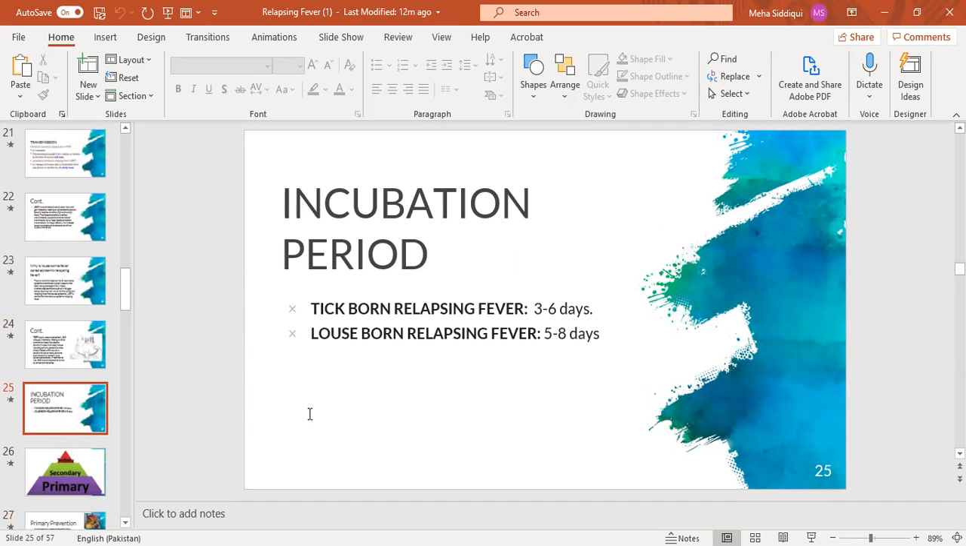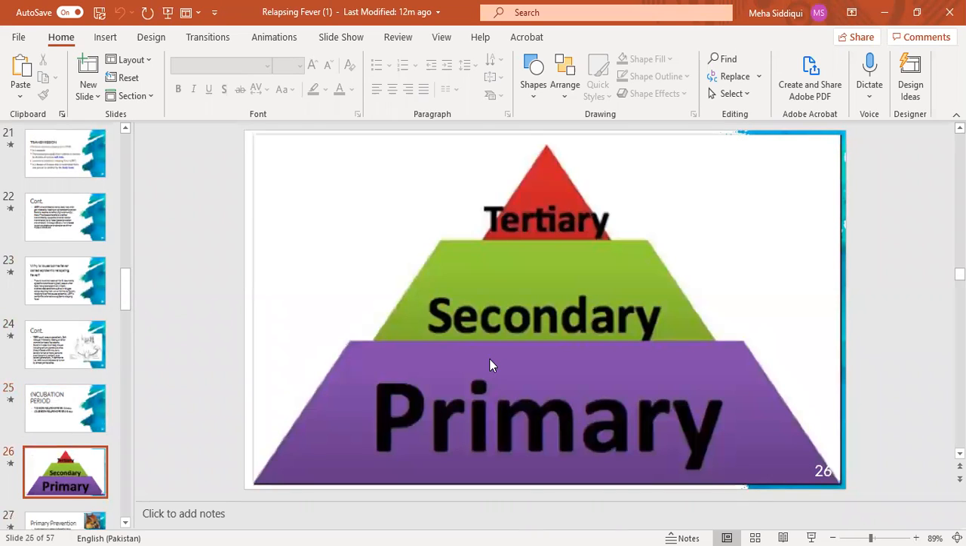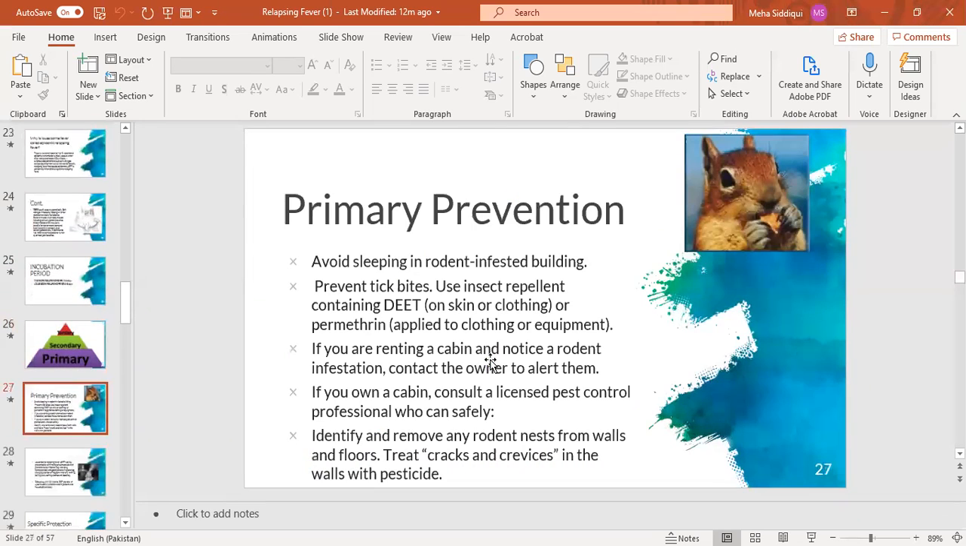Now, incubation period. The incubation period for tick-borne relapsing fever is 3 to 6 days, and for louse-borne relapsing fever is 5 to 8 days. Now, levels of prevention, that is primary, secondary, and tertiary.